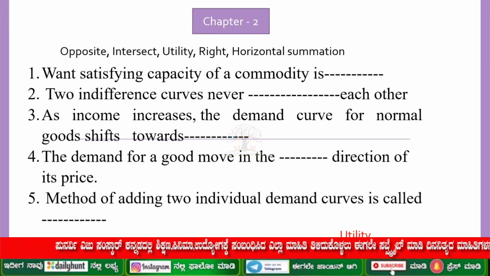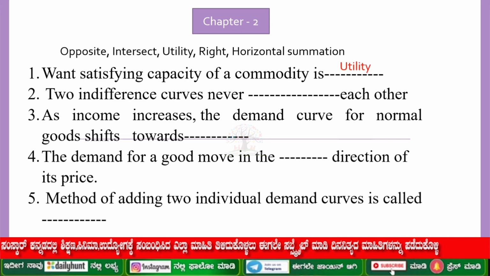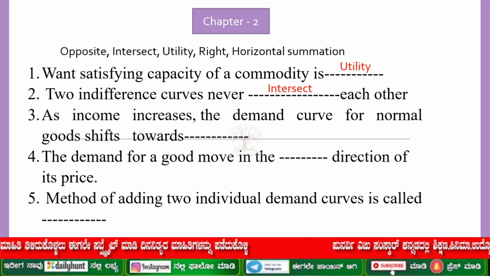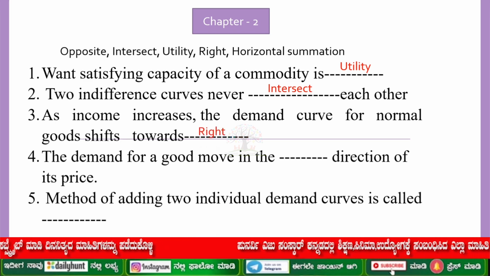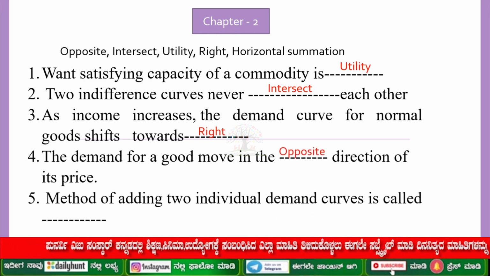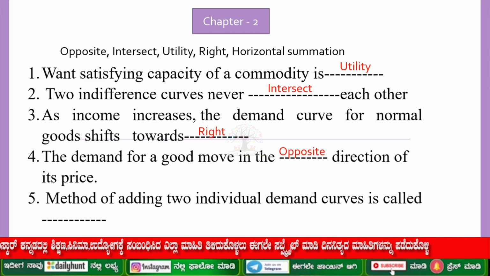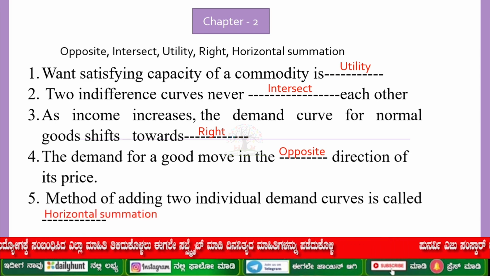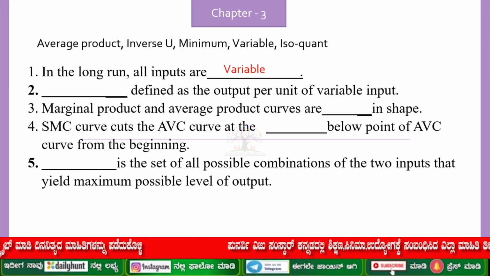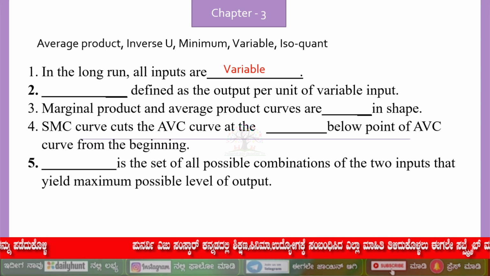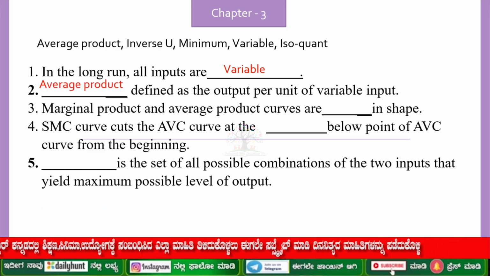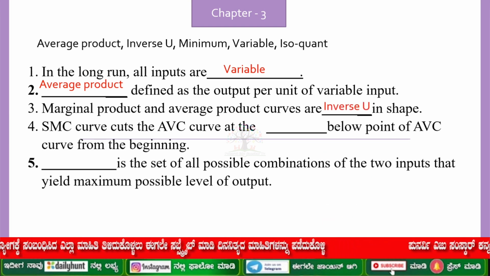The satisfying power of a commodity is utility. Two indifference curves never intersect each other. As income increases, the demand curve for normal goods shifts towards the right. Demand for a good moves in the opposite direction of its price rise. The method of adding two individual demand curves, we call horizontal summation. In the long run, all inputs are variable. Blank defined as output per unit of variable input, that is average product. Marginal product and average product curves are inverted U shape.